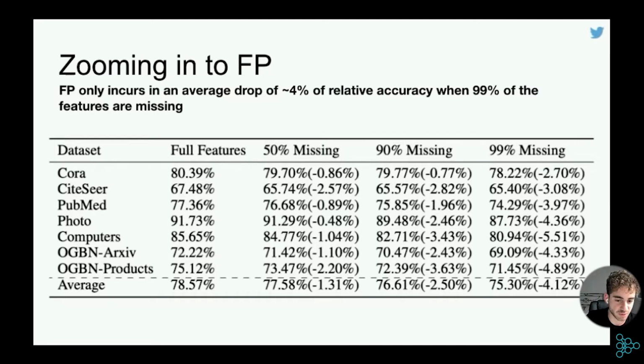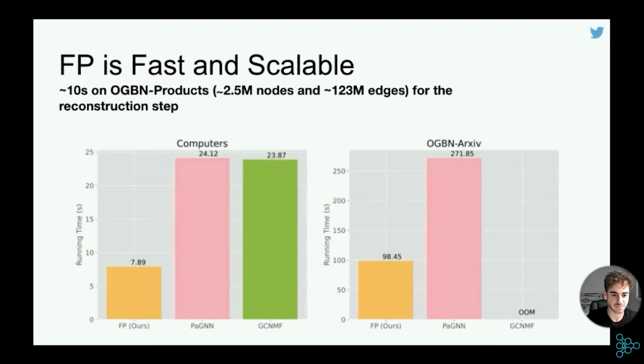I was expecting the drop to be much, much bigger, which is actually what you observe with the other method. But here is basically saying, look, okay, features are important, but you can give up on a lot of them and still perform very well. So with 90%, you only drop on average 2.5%. So I think this is quite surprising results.